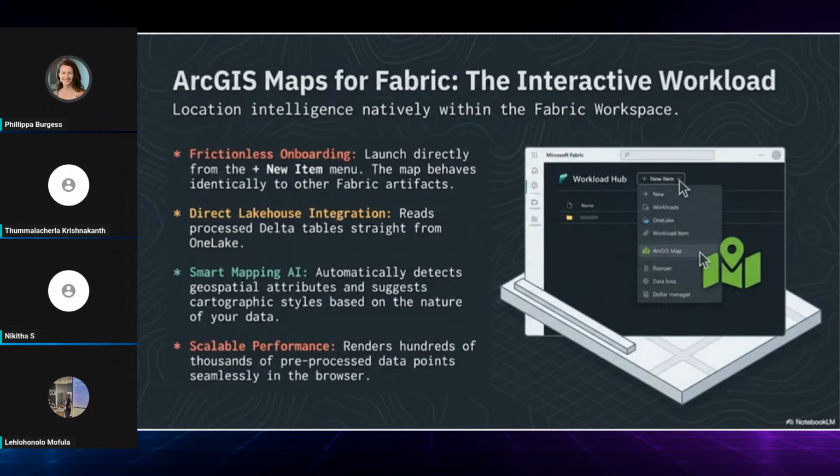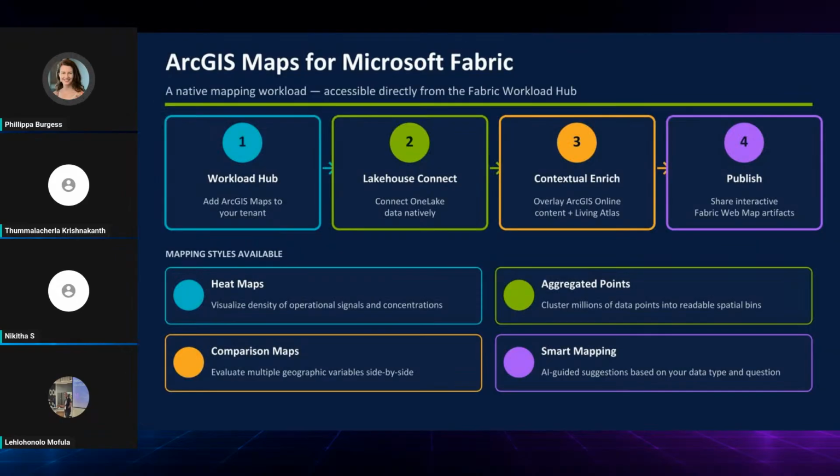So frictionless onboarding, launched directly from the plus new item menu. The map behaves identically to other Fabric artifacts. Direct Lakehouse integration reads processed data tables straight from OneLake. Smart Mapping AI automatically detects geospatial attributes and suggests cartographic styles based on the nature of your data. And scalable performance renders hundreds of thousands of pre-processed data points seamlessly in the browser.